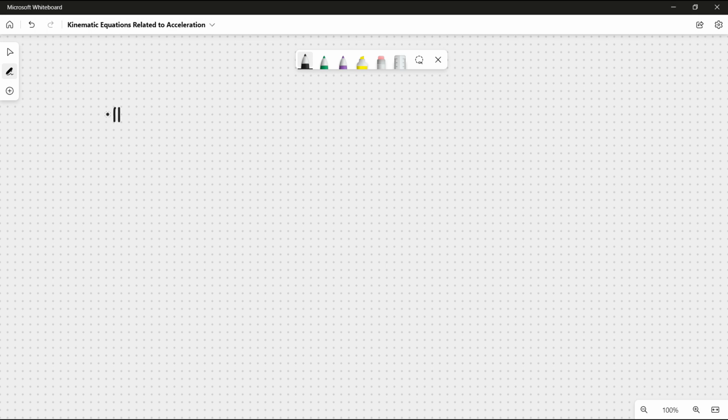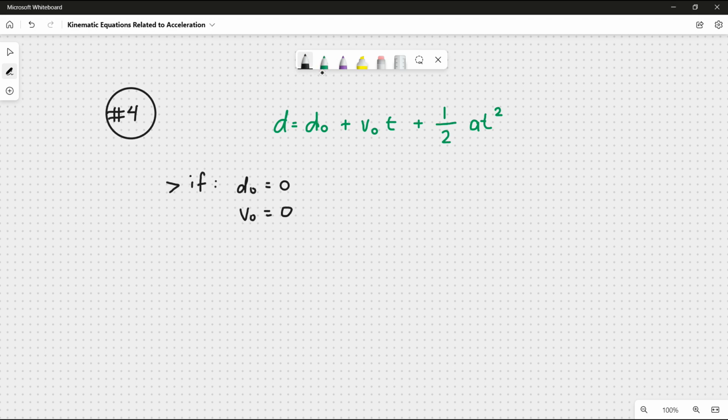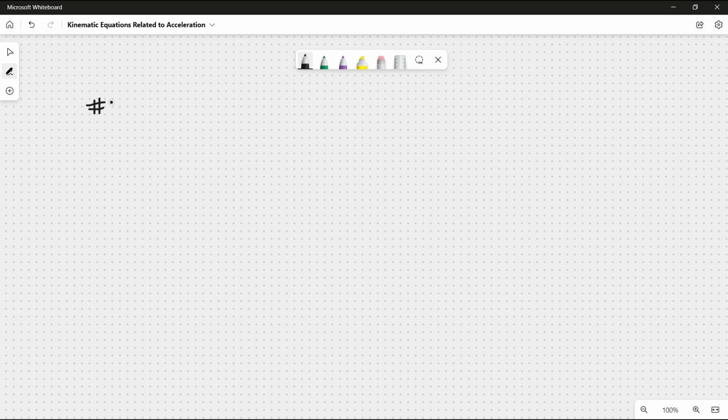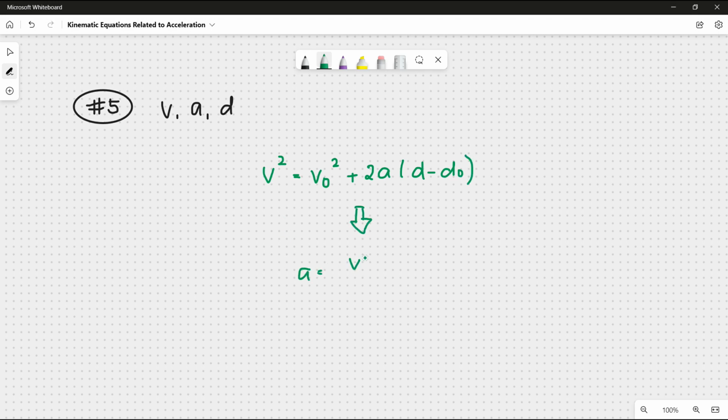The fourth kinematic equation shows how displacement is related to acceleration. When starting at the origin, d0 is equal to 0, and when starting from rest, v0 is equal to 0, in which case the equation can be written as. The fifth kinematic equation relates velocity, acceleration, and displacement. This equation is useful for when we do not know or do not need to know the time. When starting from rest, the fifth equation simplifies too.